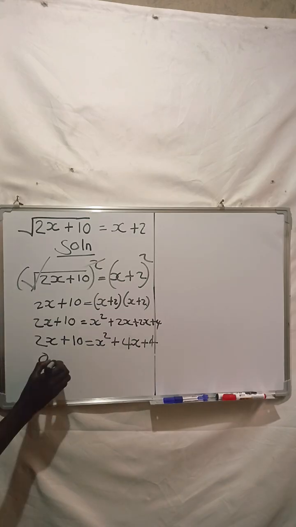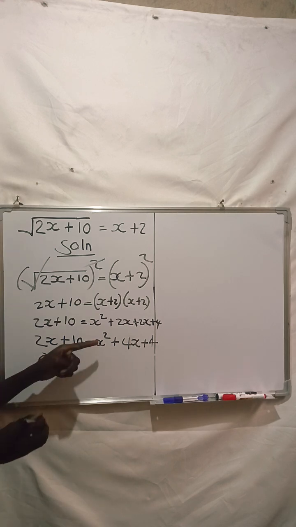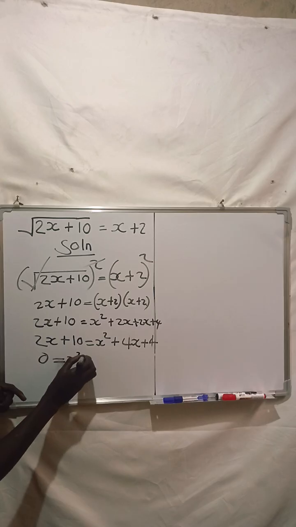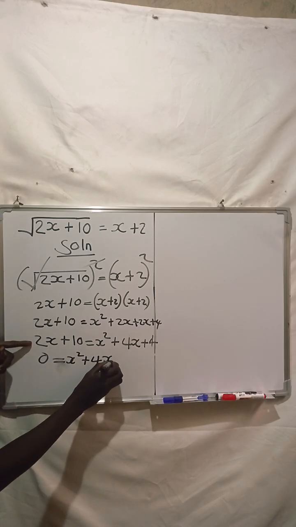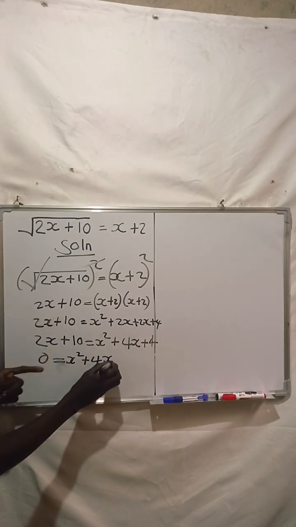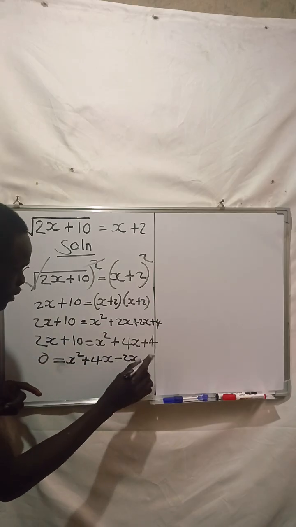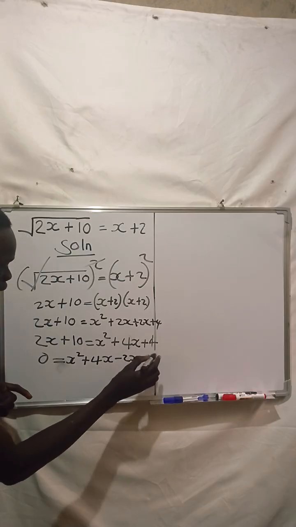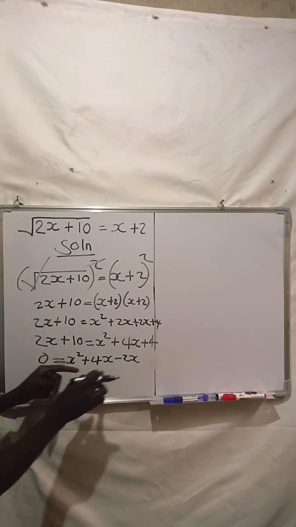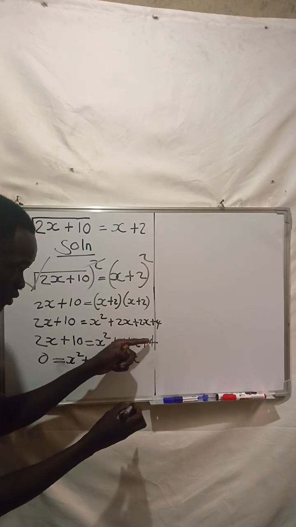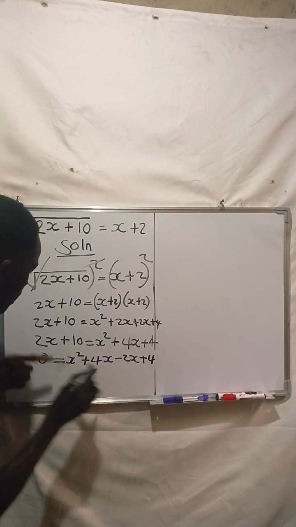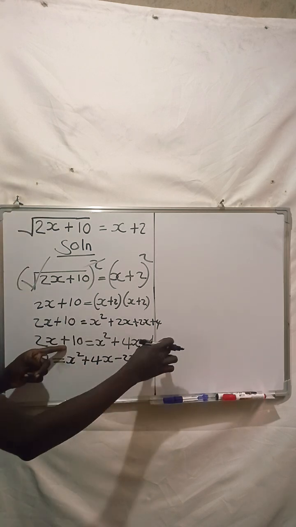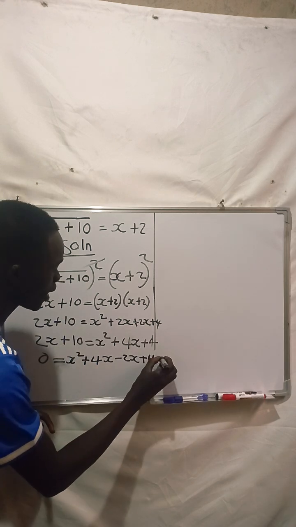Now it is going to be 0 equal to x squared plus 4x minus, because 2x, if it shifts to that side, will be minus 2x. Then here we're having plus 4. Here we have 10; if it crosses that side, it will be minus 10.